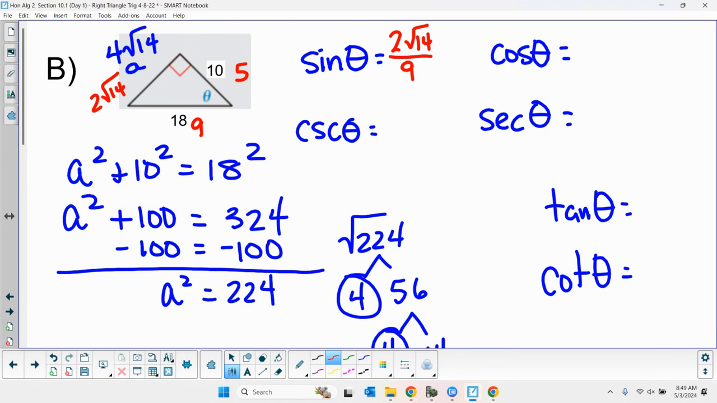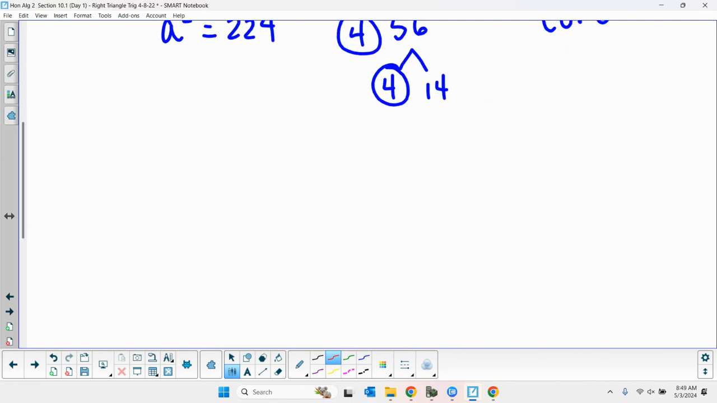All right, now what's the cosecant going to be? What do I do with this fraction? I flip it, right? But what's it look like then? It's going to be 9 over 2 radical 14. Am I allowed to leave a fraction with a radical in the denominator? No. So I have to do this.